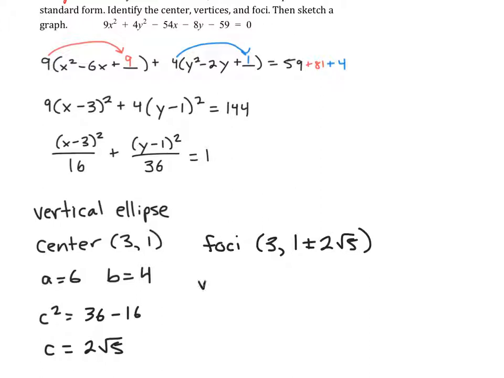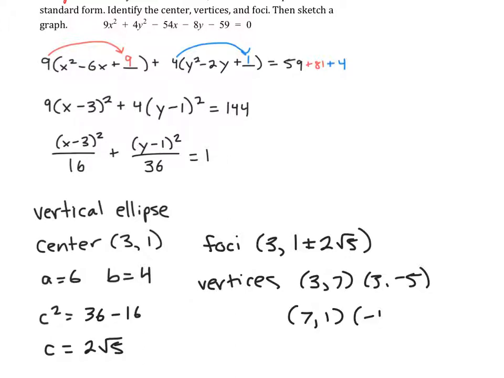For my vertices, I'm going to take my a value and add and subtract it to the y, because I'm going to move up and down since it's a vertical ellipse. So I'm going to have (3, 7) and (3, negative 5). And I can find my minor axis vertices as well by taking my b value and adding and subtracting it from the x value to move left or right. So you can find those as well. It would be at (7, 1) and (negative 1, 1).